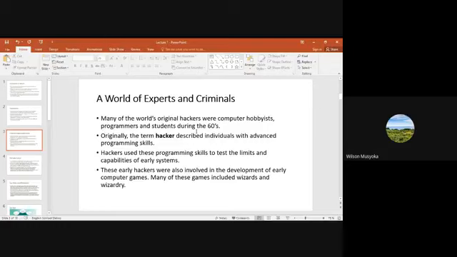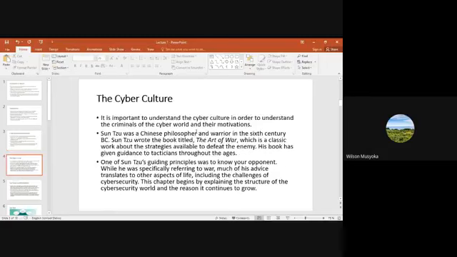Originally, in the 1960s, the term hacker was used to describe individuals with advanced programming skills. And they were using these advanced programming skills just to test the limits and capabilities of those early systems. But now, with technology evolving and advancing, these hackers have now turned out to be something else altogether.